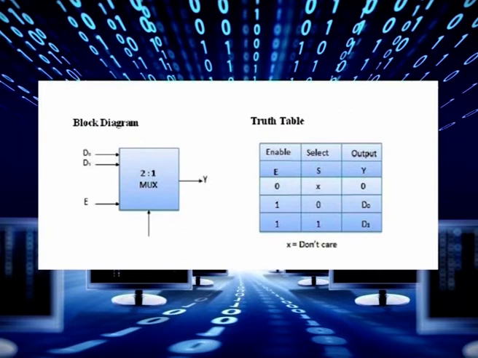As in the truth table, when E is equal to 0, a don't care condition arises, because when E is equal to 0, the circuit will not operate and hence no input will be selected. As the value of E becomes 1, the circuit will be activated and, depending on the select input, an input will be selected and sent to the output.